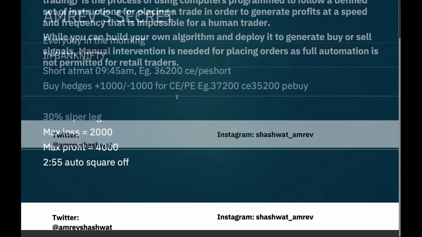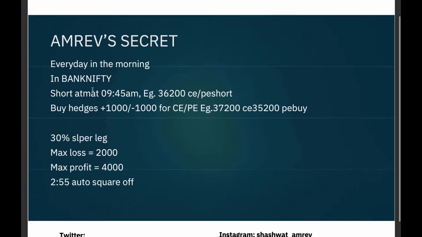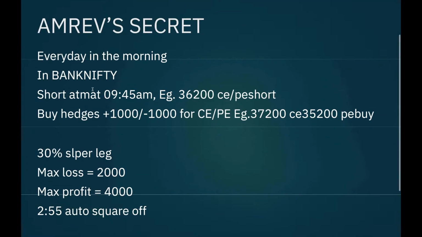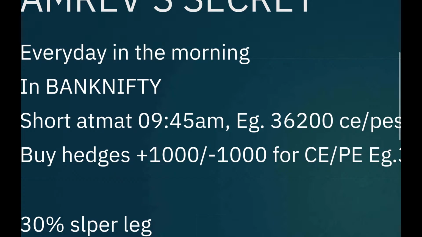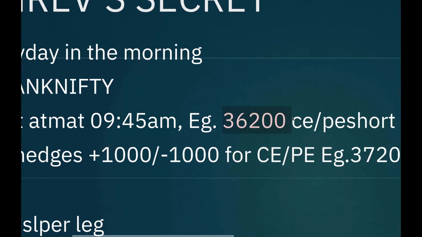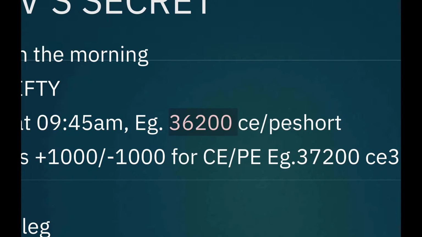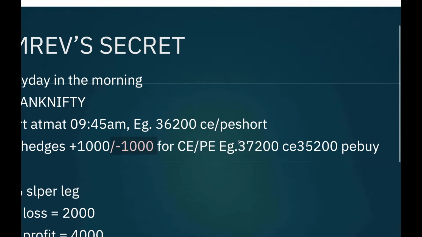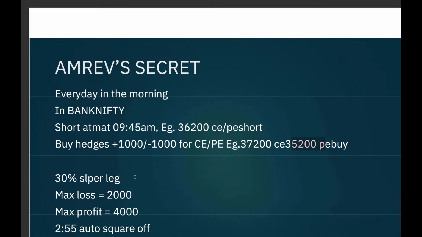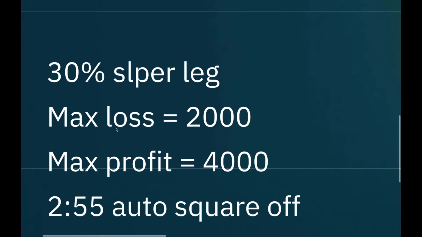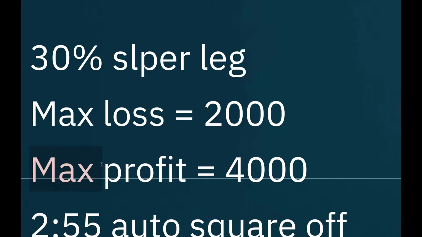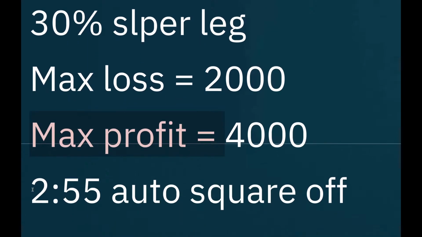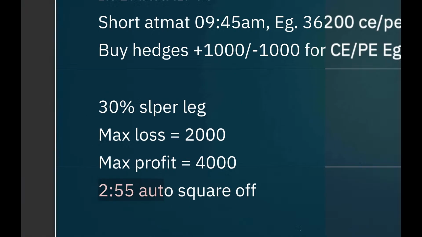This is algo trading, and then you have my trading secret. XYZ is the strategy where in Bank Nifty the ATMs are shorted at 9:45, for example, 36,200 is the market rate. So 36,200 call and put will be sold. Hedges will be 1,000 points upside in call, 1,000 points downside in put. It will buy 37,200 C and 35,200 P. Everything will be done by computer. You don't have to apply any logic. Maximum loss if it happens will be 2,000 a day. Maximum profit if it happens will be 4,000 a day. If nothing happens, then at 2:55 it will be squared off.